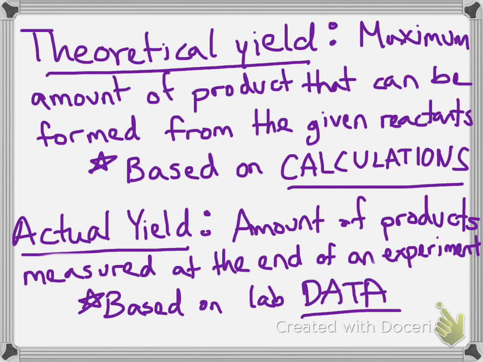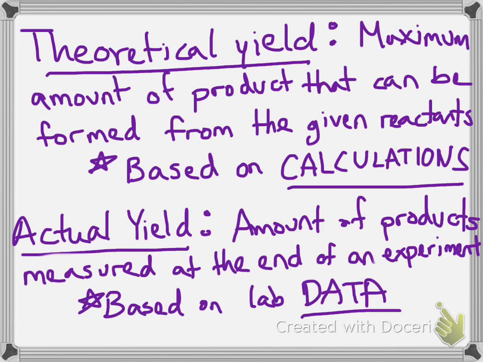Theoretical yield is the maximum amount of product that can be formed from the given reactants. So this is based off of calculations. This is what we have been doing in the past assignments in Unit 8. You've been able to convert from mass of one thing into mass of another given a chemical equation. So if we have the mass of the reactants, we should be able to figure out what is the mass of the products that can actually form. And our actual yield is the amount of products measured at the end of an experiment. So this is based on lab data.